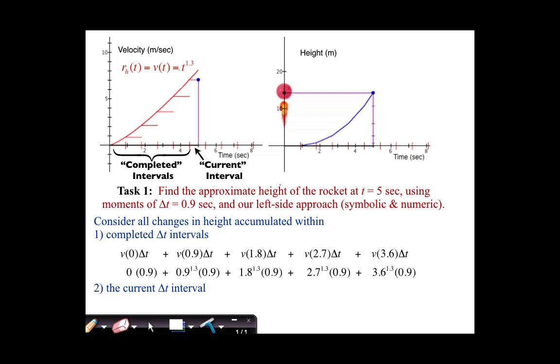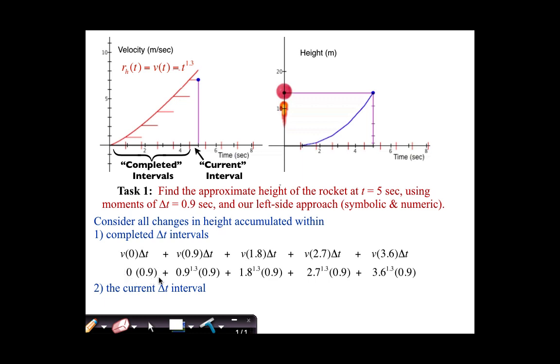And so, variety of different ways you could write this, but using function notation, I need the rate from the exact velocity function, or r sub h function, whichever you want to call it, v or r sub h, at 0, multiplied by delta t, or 0.9. And then the rate at the beginning of the second interval, which is at 0.9, times the length of time we use it for, 0.9 seconds, plus the velocity at the beginning of the third interval, times the length of time we use it for, and so on and so on. So each of these is an mdx expression.